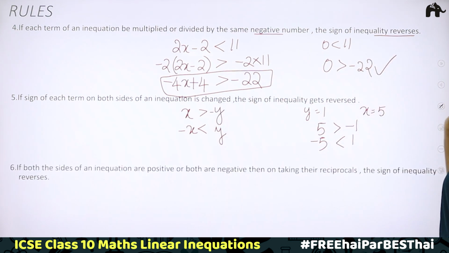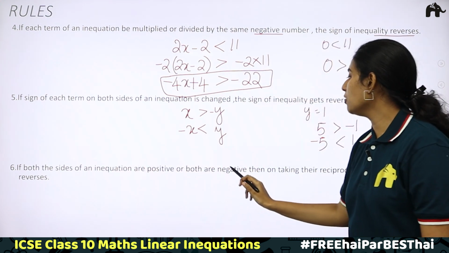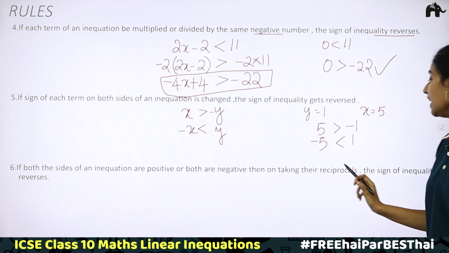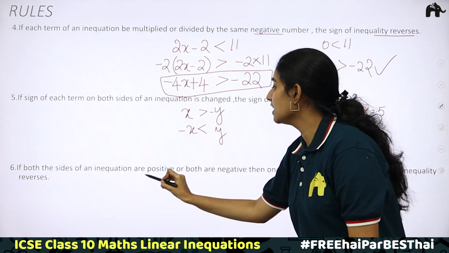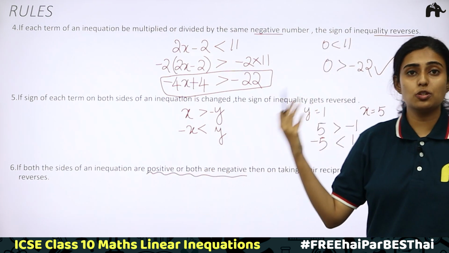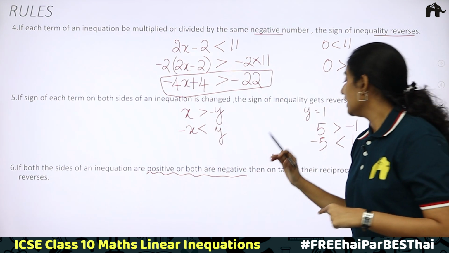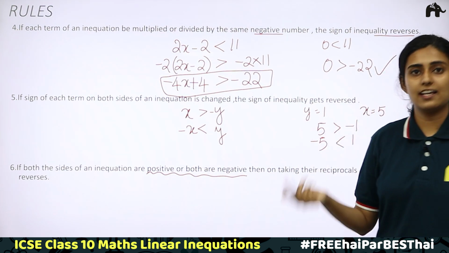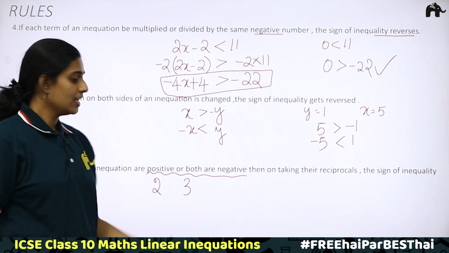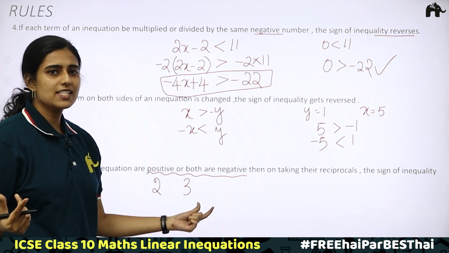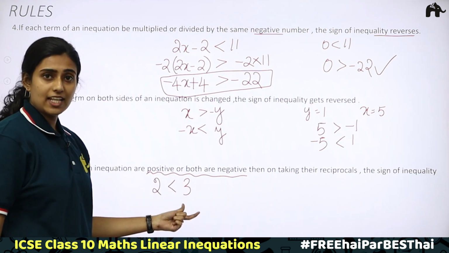Now the last rule, the sixth one. If both sides of an inequation are positive or both are negative, then on taking their reciprocals, the sign of inequality reverses. You have to remember this condition. Both sides, either they should be positive or negative. In that case, if you take the reciprocal, then the inequality will reverse. Again, let's take an example. 2 and 3. Which number is greater? 3 is greater. We all know this. 2 is less than 3.